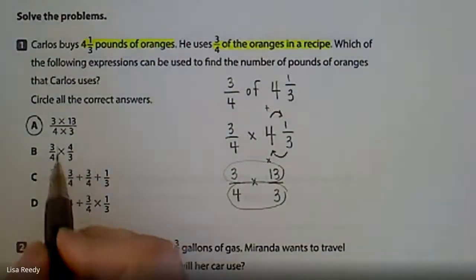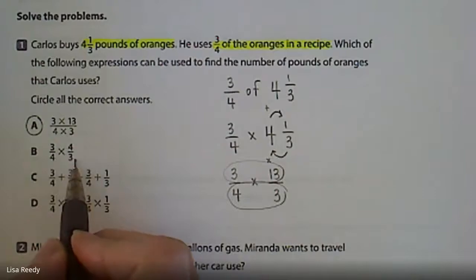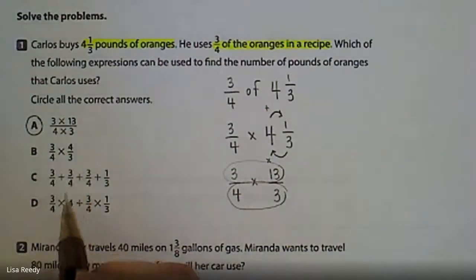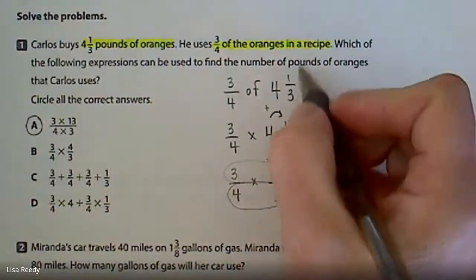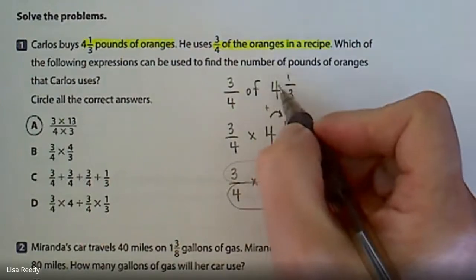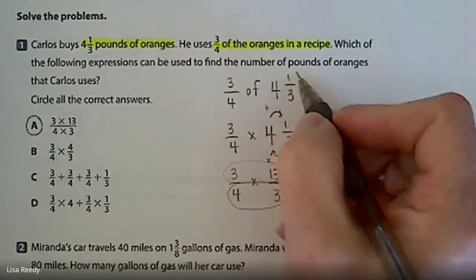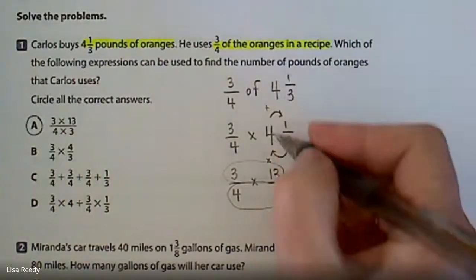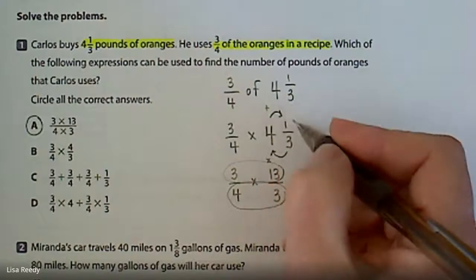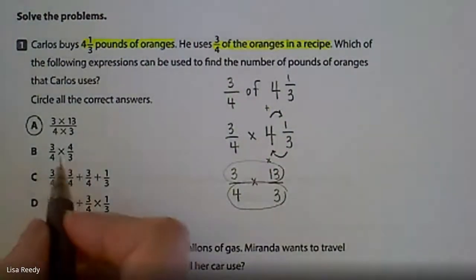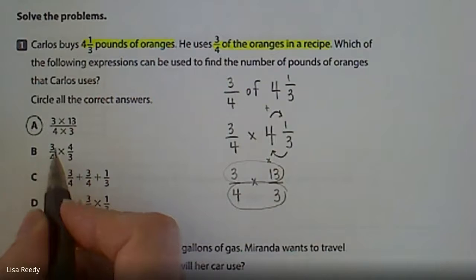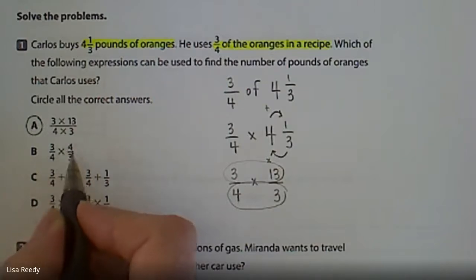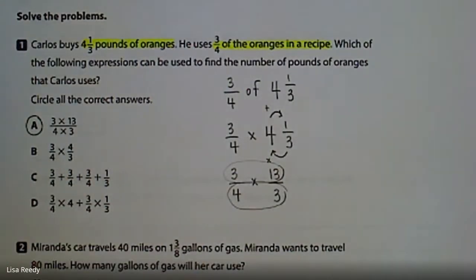Looking at B, it says 3/4 times 4/3. And I get why they would think that, because some people think that if you take 4/3, 4 times 1 is 4, and then that's 4 over 3. But we know that that's not the case. To change this to an improper fraction, you actually have to use this process where you multiply and then add. So B does not work because it's really not 3/4 times 4/3. 4/3 is 1 1/3, not the same as 4 1/3. So B is not an option.